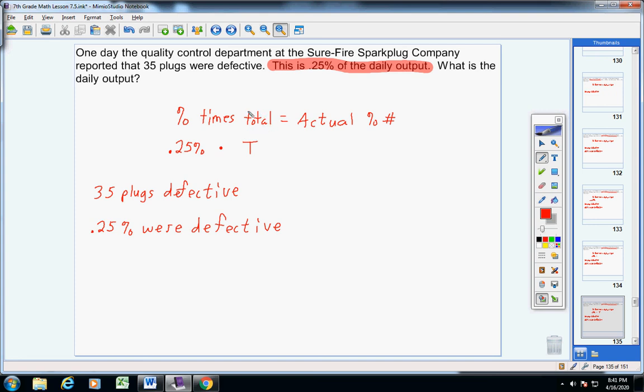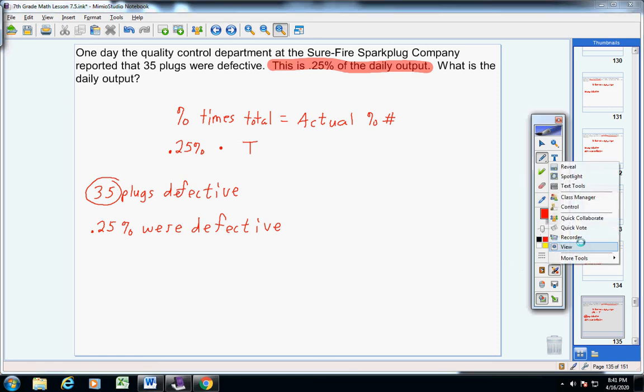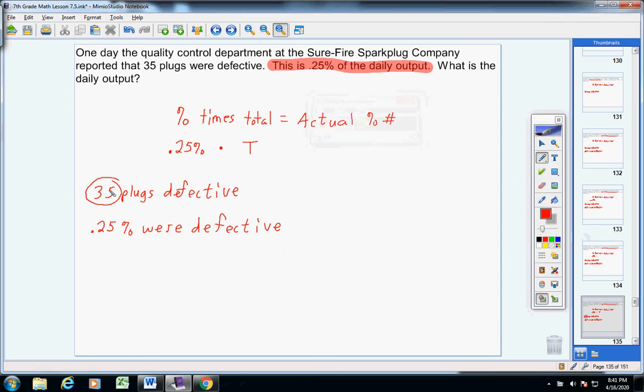Think about it. How many plugs were defective? 35, right? Sure. What percentage were defective? 0.25%. So these two go together, okay? So the total spark plugs I make in one day, that's my 100%. And that's what I'm looking for, guys. Look at the question. What is the daily output? What is my total output? That's what I'm looking for. So I'm going to use T for total.